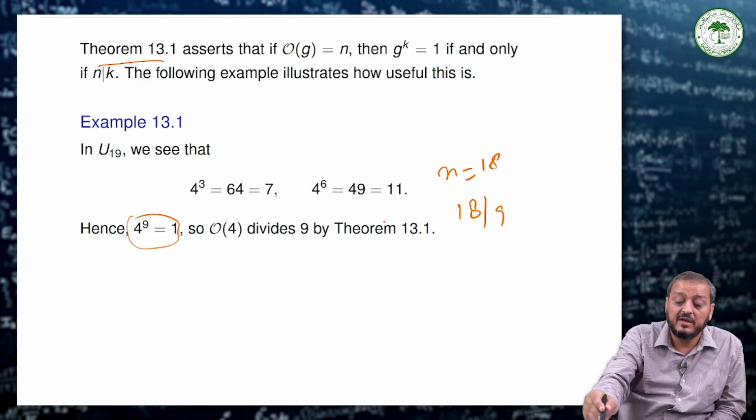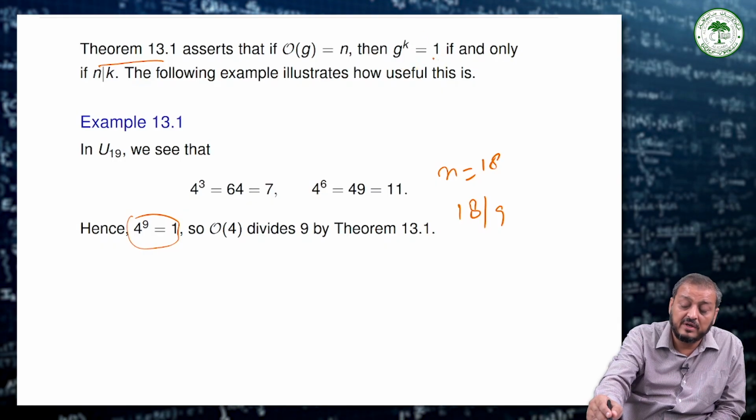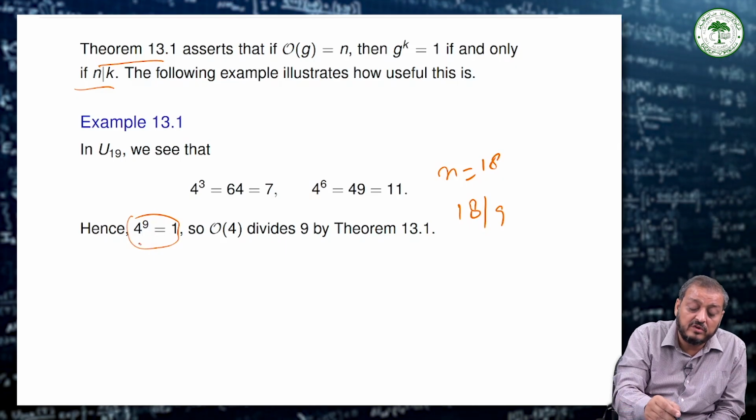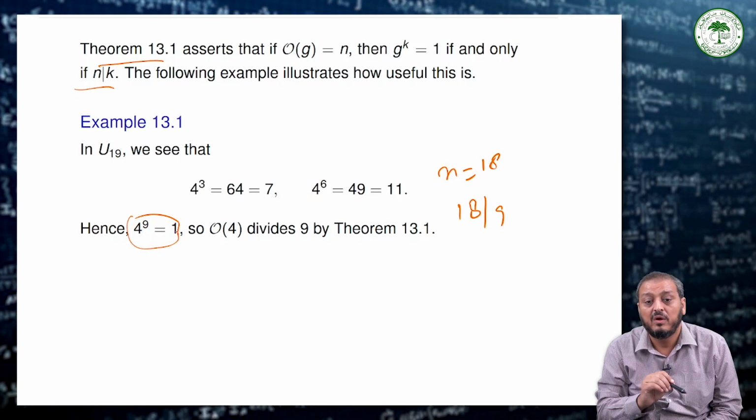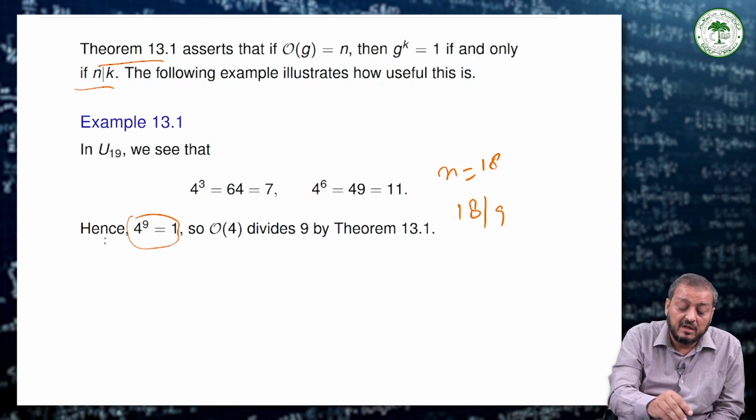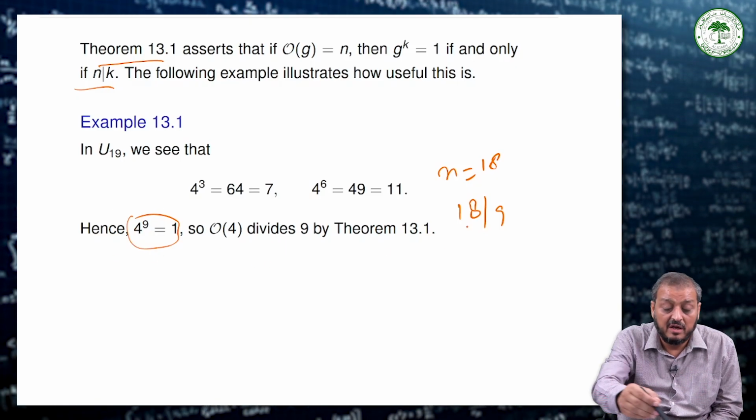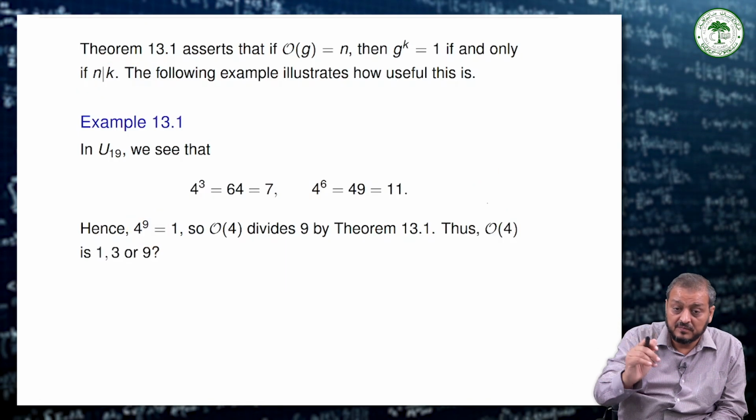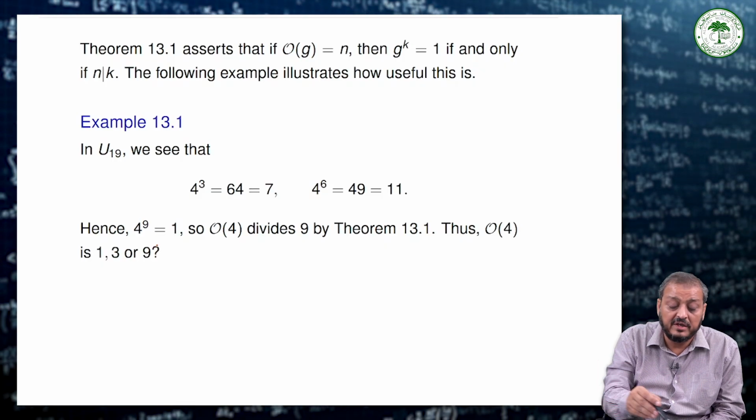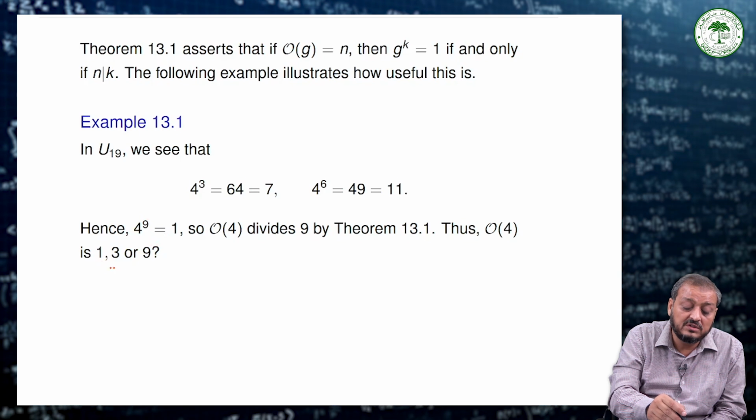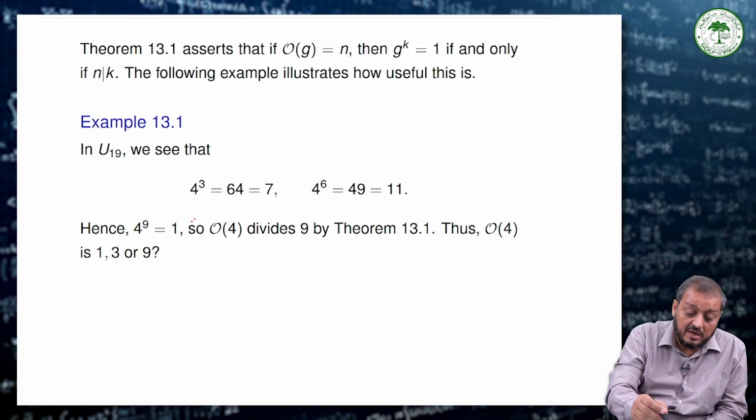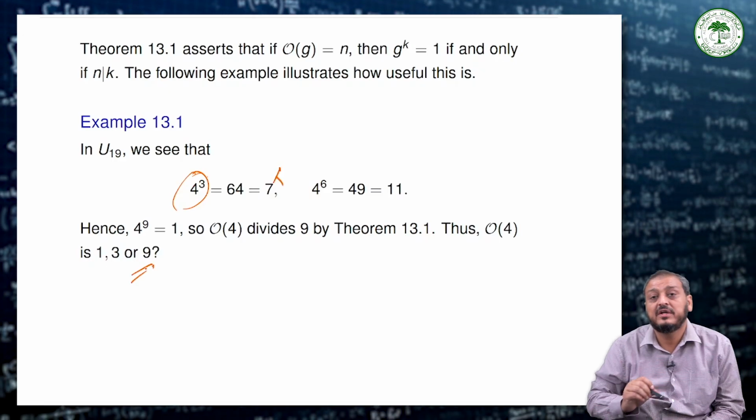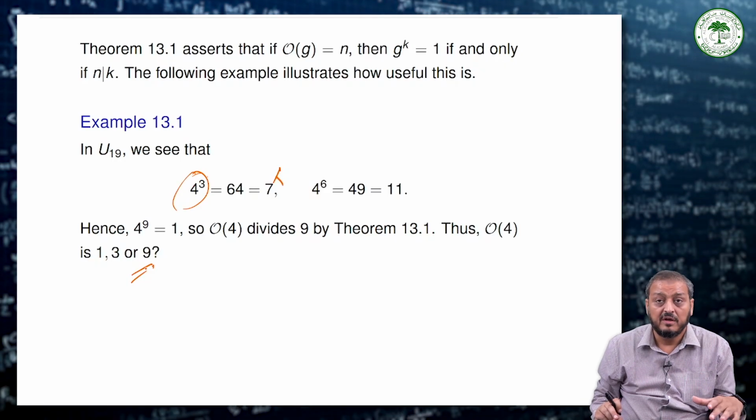So, this means by the theorem, if g to the power k is equal to identity, then n should divide k. Taking 4 to the power 9 equal to the identity element, we can say simply n is 18, so 18 should divide 9. Now the possible orders of 4 are the divisors of 9, which are 1, 3 and 9. Clearly 3 is excluded here and 1 is also excluded, so the only possibility is that the order of 4 is 9.